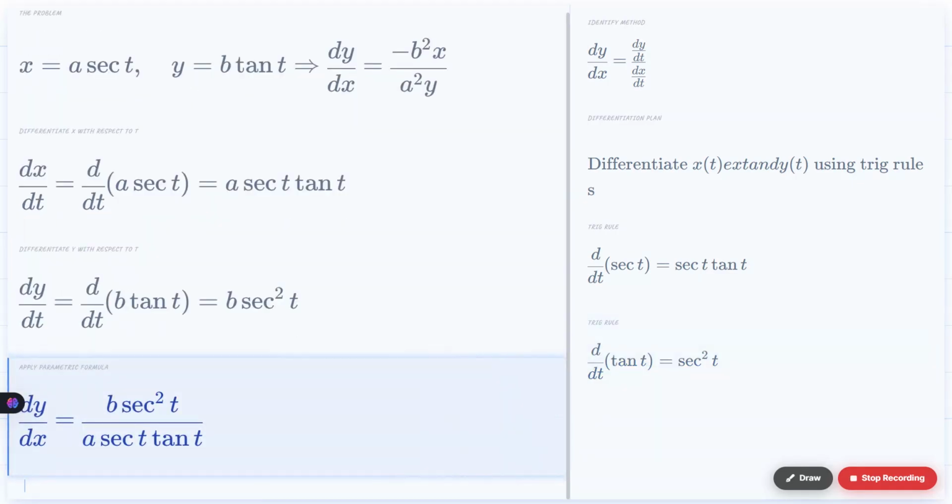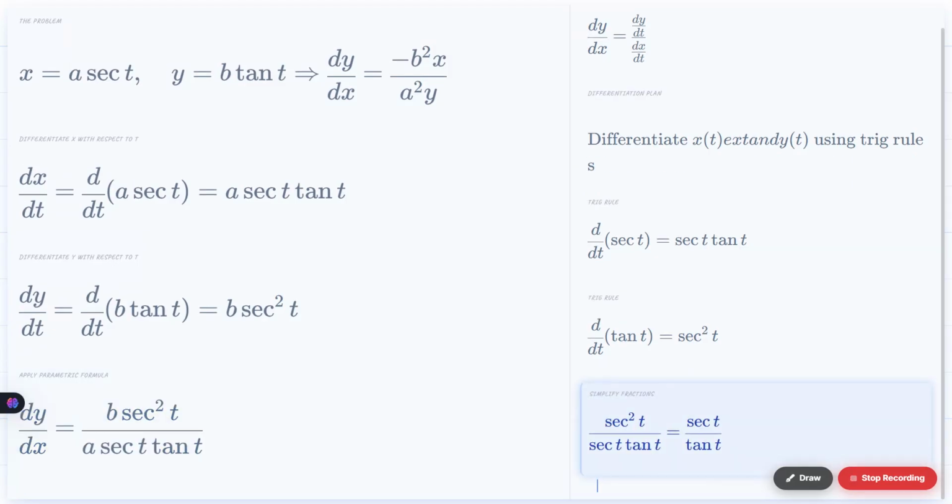We put our two results into the formula for dy divided by dx. We do this to find the final rate of change. We divide secant squared by secant times tangent. We simplify the fraction by dividing secant squared by secant times tangent. We do this to make the math easier. One secant from the top and bottom cancels out to leave secant divided by tangent.